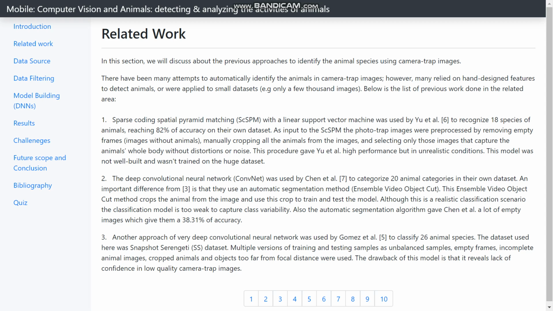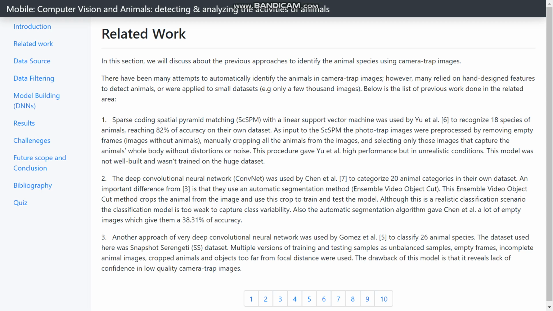Basically, the drawback of this system is, first of all, it reaches up to 82% accuracy on its own data set. But the major drawback of this system is that the data set was really small. So it wasn't trained on a huge database, which makes it non-practical. It was just released.